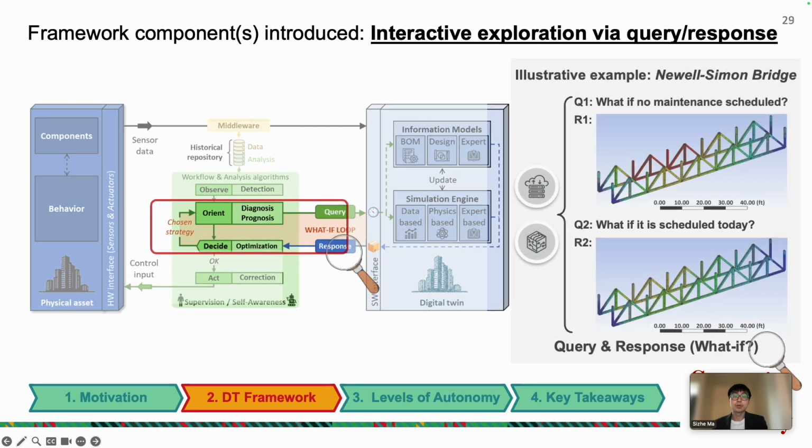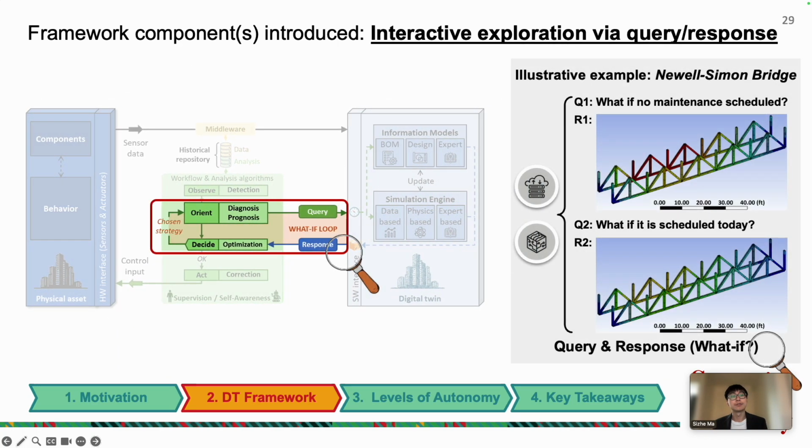And within the illustrative example, the what-if loop helps us identify the outcomes of different decisions, like what if no maintenance is scheduled today, or what if there is a maintenance scheduled today. So this helps us evaluate the outcome of decisions before you even act on them. So this is the material about our digital twin framework.